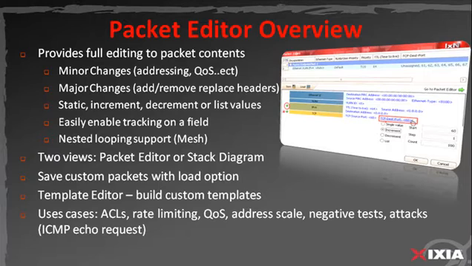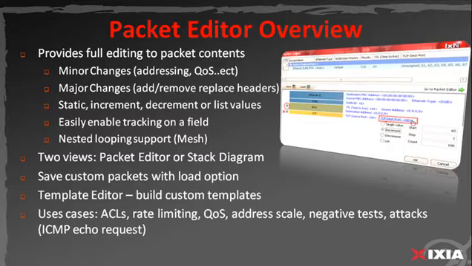It also provides an easy option to enable tracking on a specific field, which enables the IxNetwork to increment the packet group identifier, which makes uniquely trackable streams. It provides the ability to perform nested looping to increment value within another value, like configuring 8 QoS values for every VLAN ID configured. The packet editor has two views, the traditional view showing every field, or the new easy-to-use stack diagram view, which enables the quick build-out of a protocol stack.